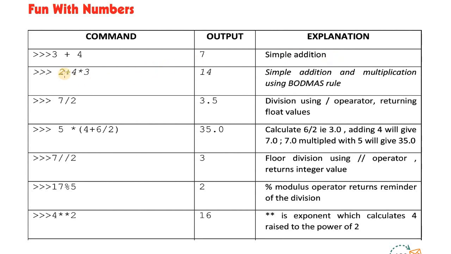Okay, next, 2 plus 4 star, where star means multiplication, 4 into 3. So 4 into 3 is 12, and 12 plus 2 is 14. So the output is 14. This is basically a simple addition and multiplication using the BODMAS rule.